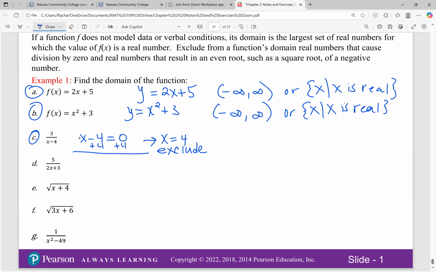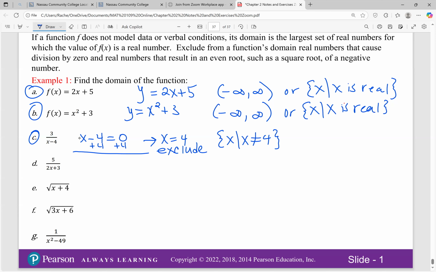So my domain is going to be all values of x such that x is not equal to 4. But it could be any other number. We're allowed to divide by a negative, a positive, a fraction. We could divide another fraction by a fraction, right? Remember complex fractions, we just can't divide by 0. So whatever is going to make that denominator equal to 0, whatever value of x, we have to exclude it from the domain.